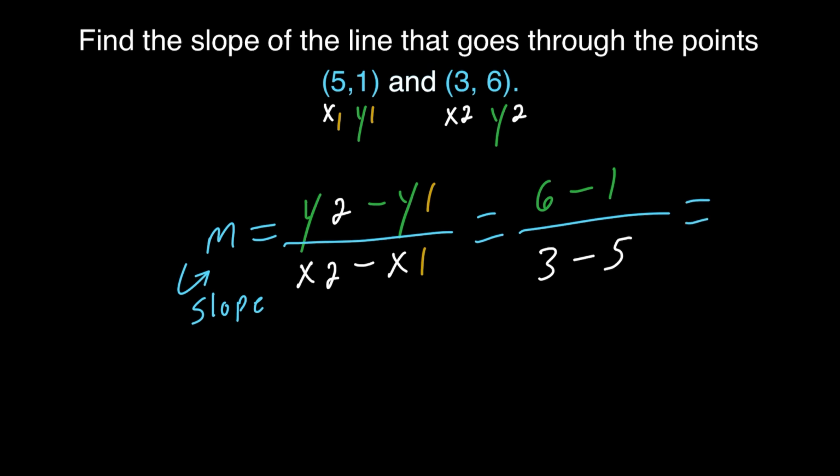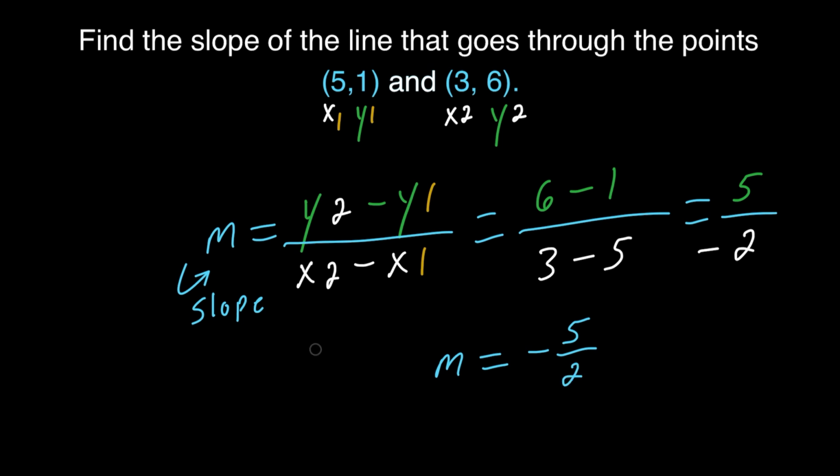So what would all of this equal? Well, 6 minus 1 equals 5, so we can write that in, 5 over, and then what is 3 minus 5? This is going to equal negative 2. And if you divide 5 by negative 2, the answer will be negative, so instead we can just write the slope as negative 5 halves. So we can rewrite this as m equals negative 5/2. And this is our answer.